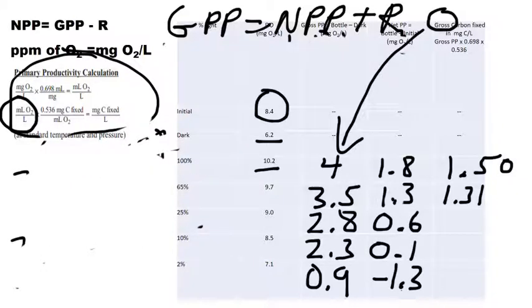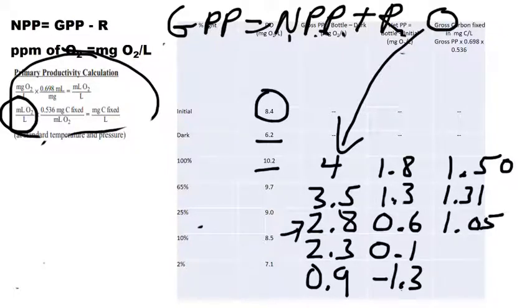So to do the 25% row, we would take our gross primary productivity in terms of oxygen. That's the 2.8 right here. We would multiply the 2.8 by our conversion factor of 0.698. We would then take that answer and multiply by 0.536, and that will give us a gross carbon fixed value of 1.05.